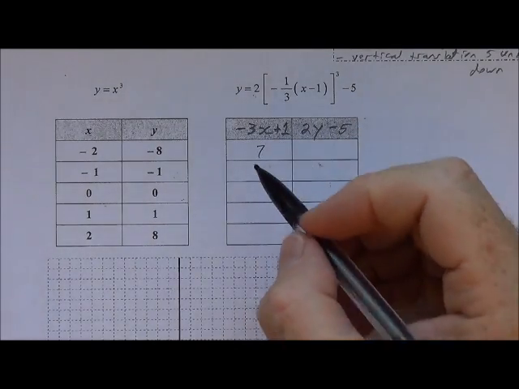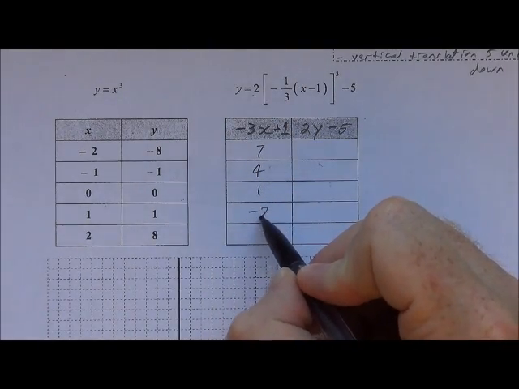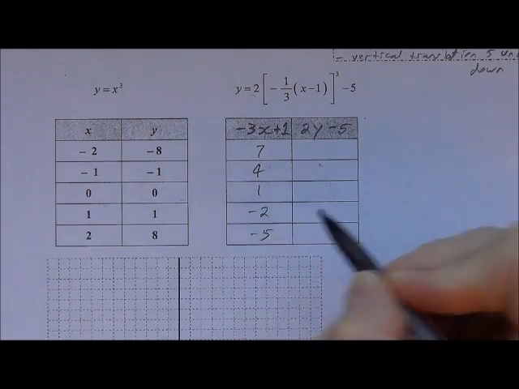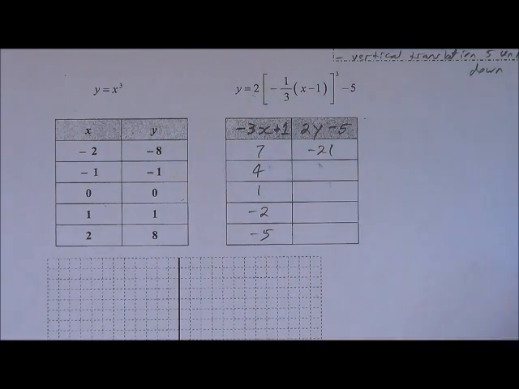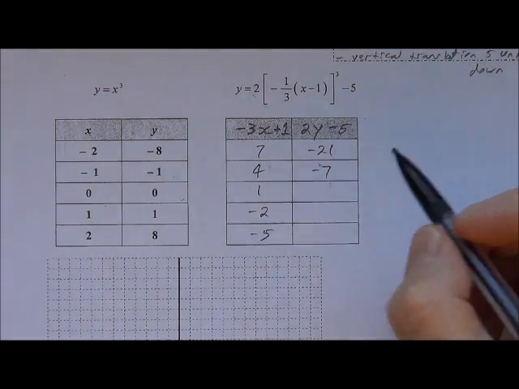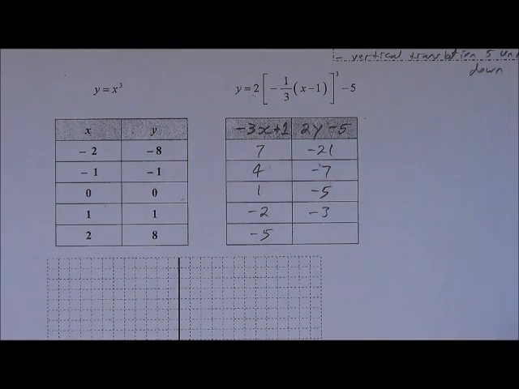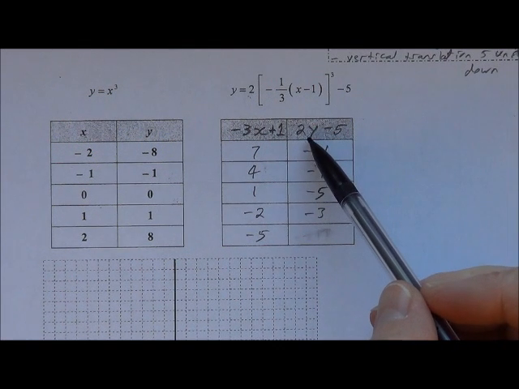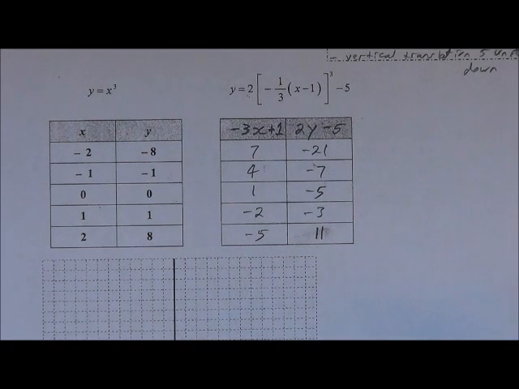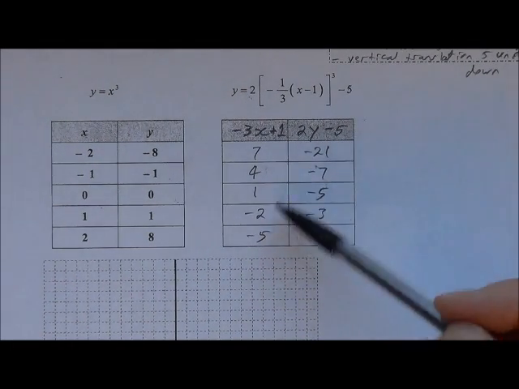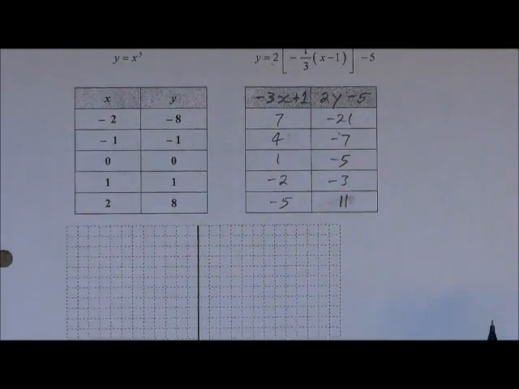Okay, so we're going to get 7, 3 plus 1 is 4, 1, negative 2, and negative 5. And then over here we got negative 16 minus 5 is negative 21, negative 7, negative 5, minus 3, sorry, negative 3, and 16 minus 5 is 11. Okay, then all we have to do is just take those points, these new points, these ordered pairs, and plot those, and hopefully there is space on the grid to plot them.